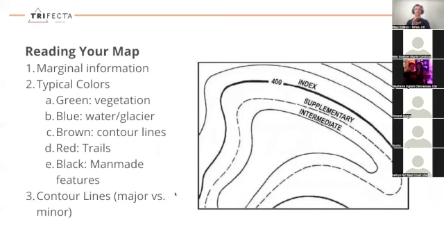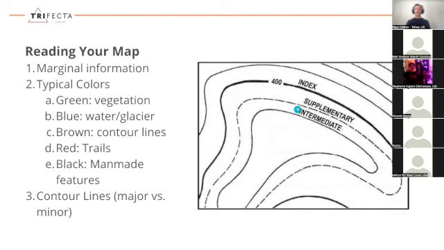Okay, the final piece before we dive into grid coordinates a little bit further is going to be your contour lines. So you have 3 different types of contour lines. Typically, only 2 of them are going to show up on a map. So you have your index contour lines, which are the ones that show up with an elevation associated with them. Those are going to be thicker brown lines. Then you also have your intermediate contour lines.